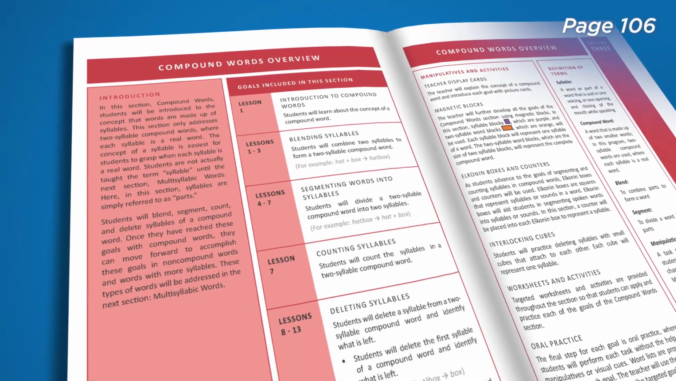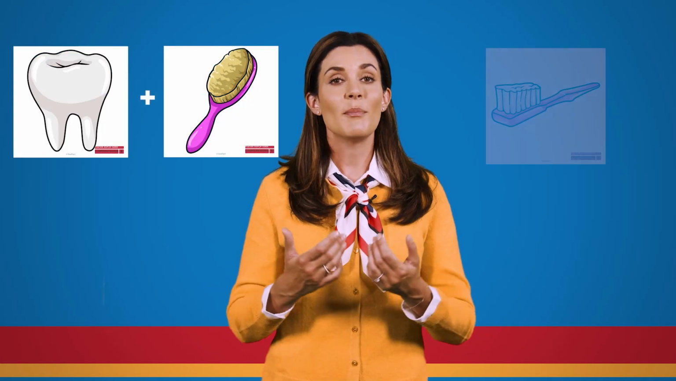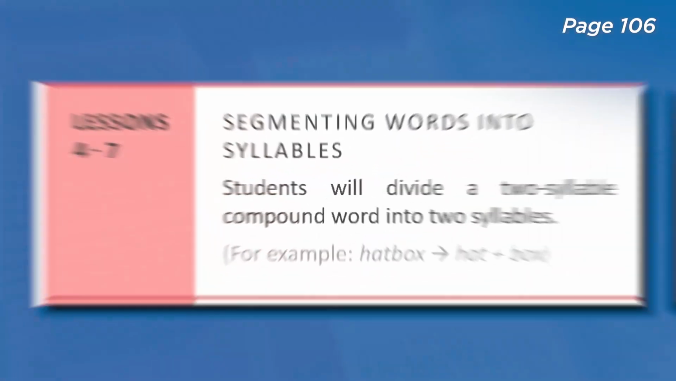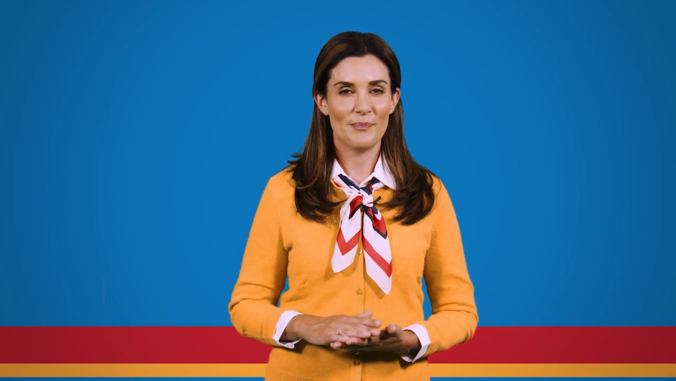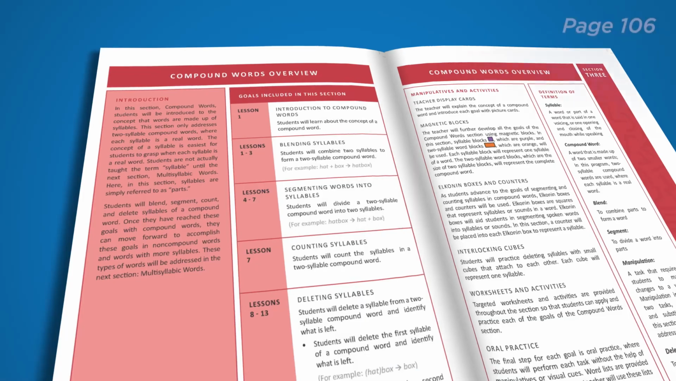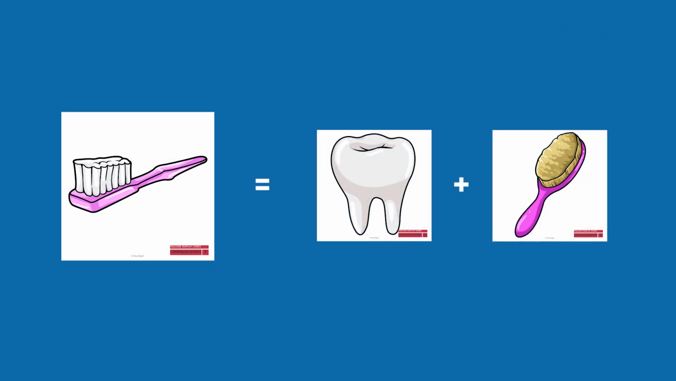Blending syllables. Students will combine 2 syllables to form a 2-syllable compound word. For example, tooth and brush becomes toothbrush. Segmenting words into syllables. Students will divide a 2-syllable compound word into 2 syllables. For example, toothbrush, a bigger word, is made up of 2 parts or smaller words: tooth and brush. Counting syllables. The word toothbrush is made up of tooth and brush. Tooth is one part and brush is another part, so you have two parts in this compound word.